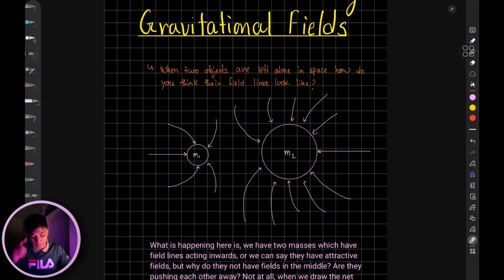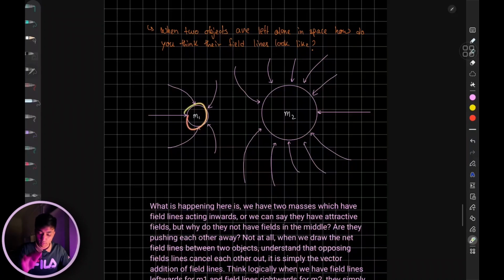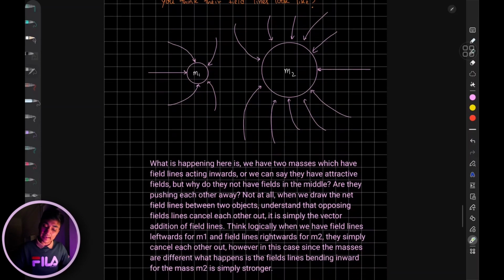Here's the case. Let's say there's mass M1, a smaller mass, and a larger mass M2. Do you see the curved nature of the field lines? Keep this in mind. Why is this happening? What is a field line in general?